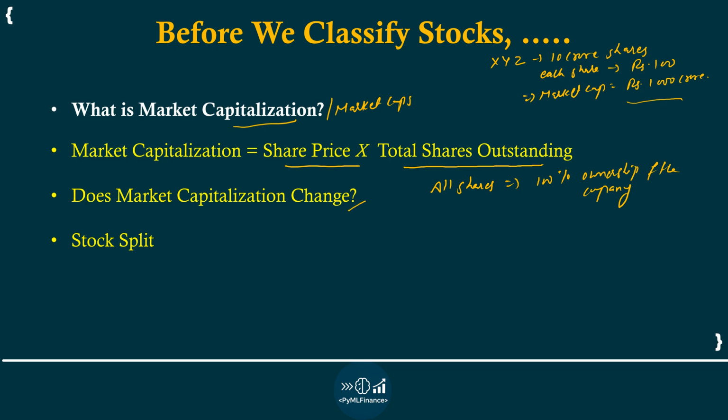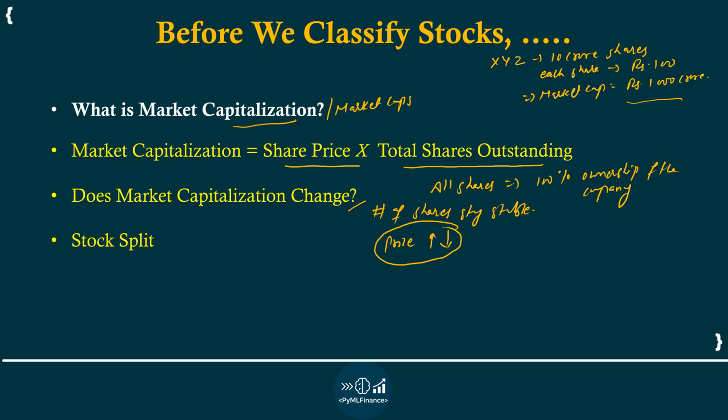Now the next question is, does the market cap change? So understand this. The number of shares usually stays stable, but share prices change every day. The price of the share can go up, it can go down. So market cap changes mainly because of price movements. If the price goes up, market cap increases. If the price goes down, market cap decreases.